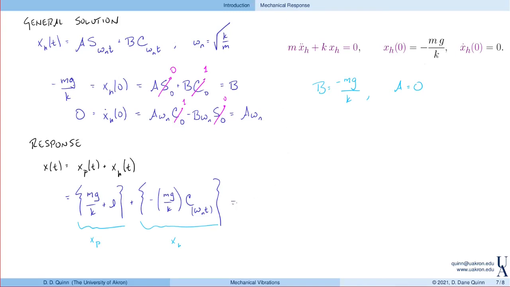So notice that we can actually combine some of these things, and we can rewrite this as mg over k times, well, here we have 1 minus cosine, and let's go ahead and write the natural frequency as the square root of k over m times t, and then plus L. So if I look at this response, we have a constant offset of L, and again, remember that was the unstretched length of the spring. And then we have some other piece that scales with the static displacement.